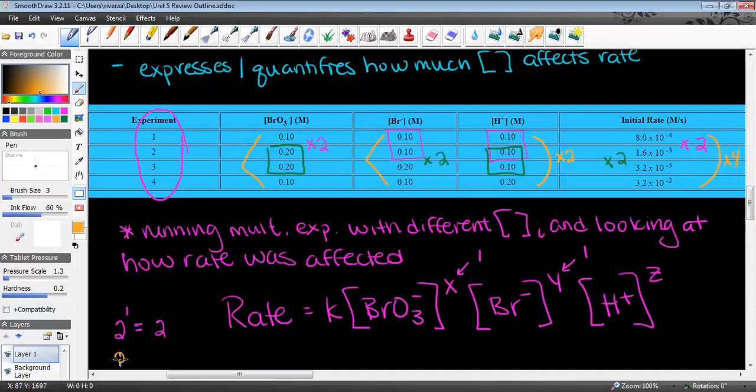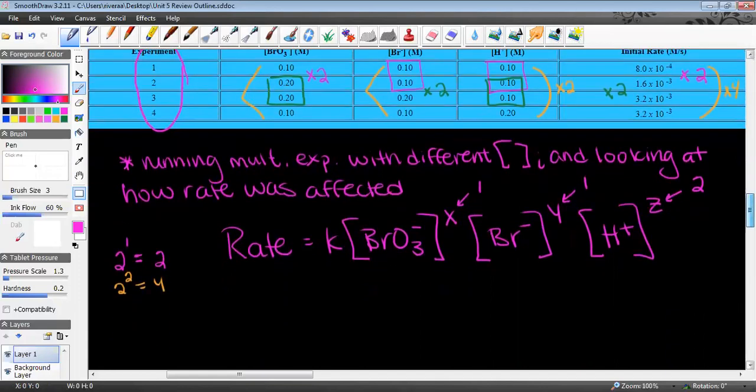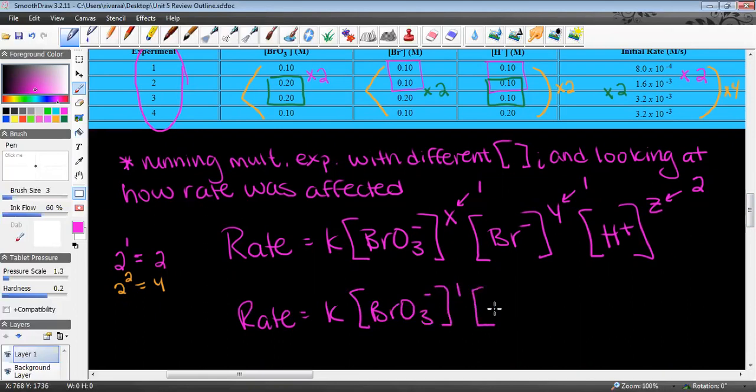So what would my exponent have to be? My exponent would have to be a 2 in this case. So that one is second order with respect to the hydrogen. Okay, so my rate law would be equal to k [BrO3-] raised to the first order, [H+] second order. And we would say that this reaction is fourth order overall because we would add up all of the exponents. So fourth order overall.